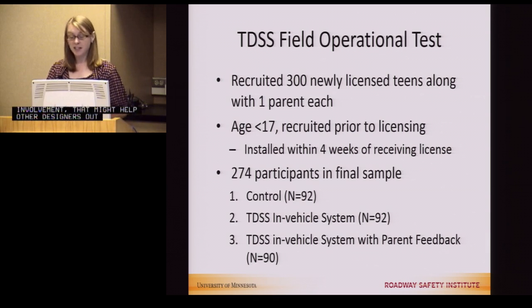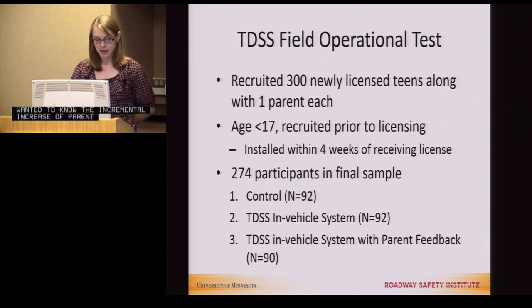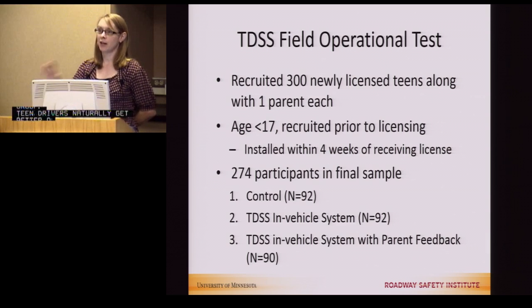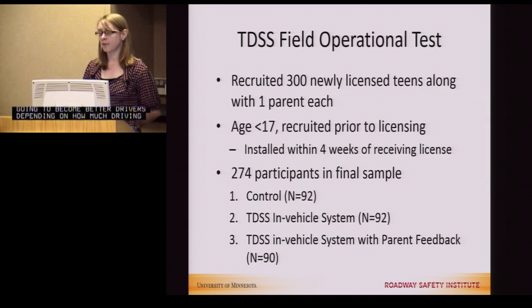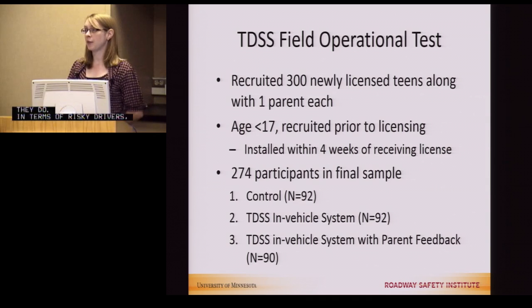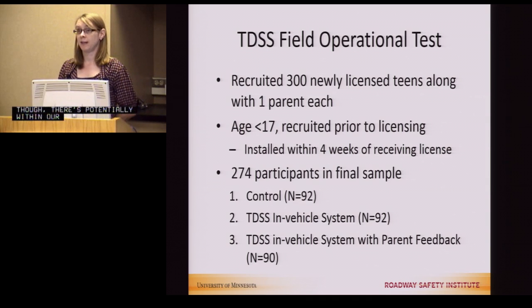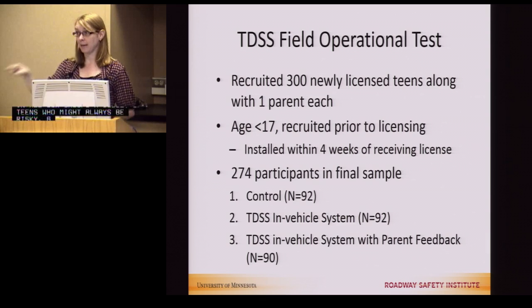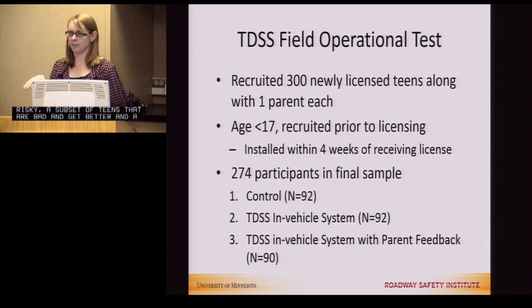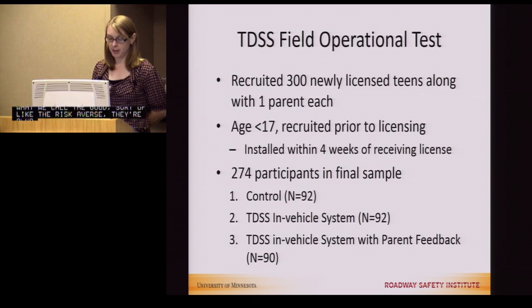So we did that. But for us specifically, we wanted to know the incremental increase of parent feedback on safety behaviors. And then we had a control group. Teen drivers naturally get better over time, so they start out potentially rough drivers, and then over the course of the year, they're going to become better drivers depending on how much driving they do. In terms of risky drivers, though, there's potentially within our control group and in all our groups a subset of teens who might always be risky, a subset of teens that are bad and get better, and a subset are what we call the good, sort of like the risk averse. They're always fairly good drivers, and they don't really engage in risky behaviors at all.